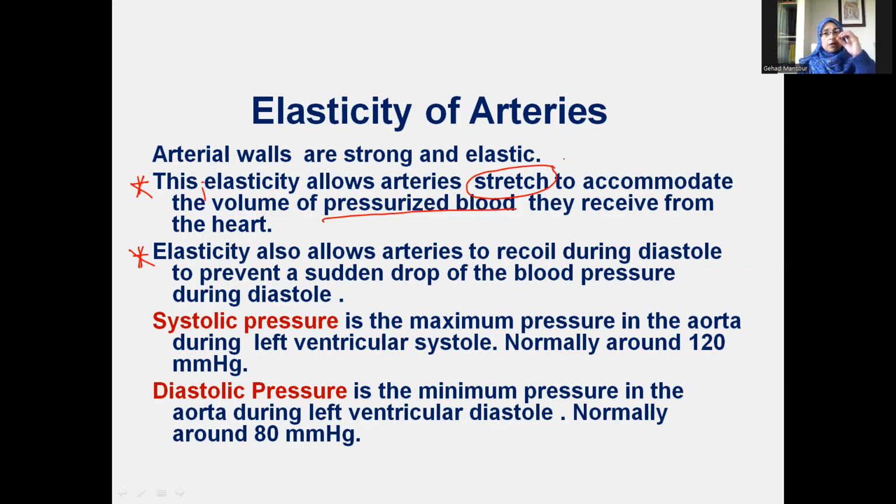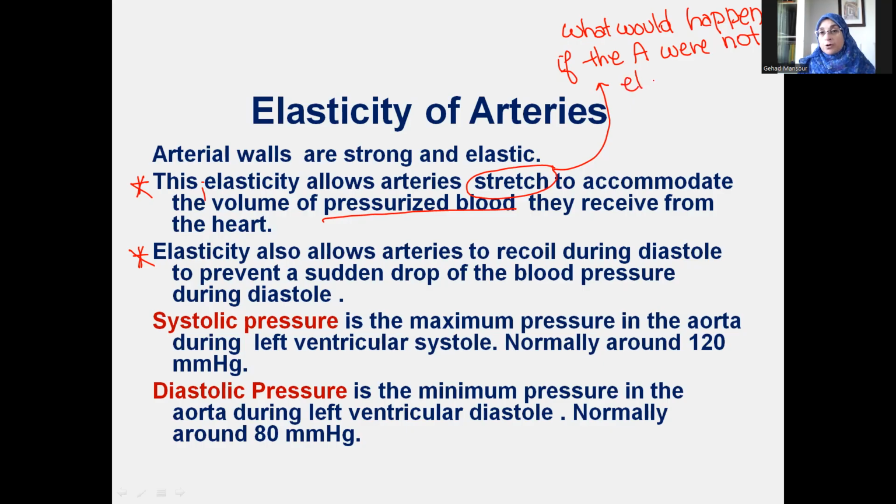Otherwise, we would ask an important question here. What would happen if the artery were not elastic? I say were because I suppose that it is, or it should be elastic. So if it were not elastic, then what would happen?